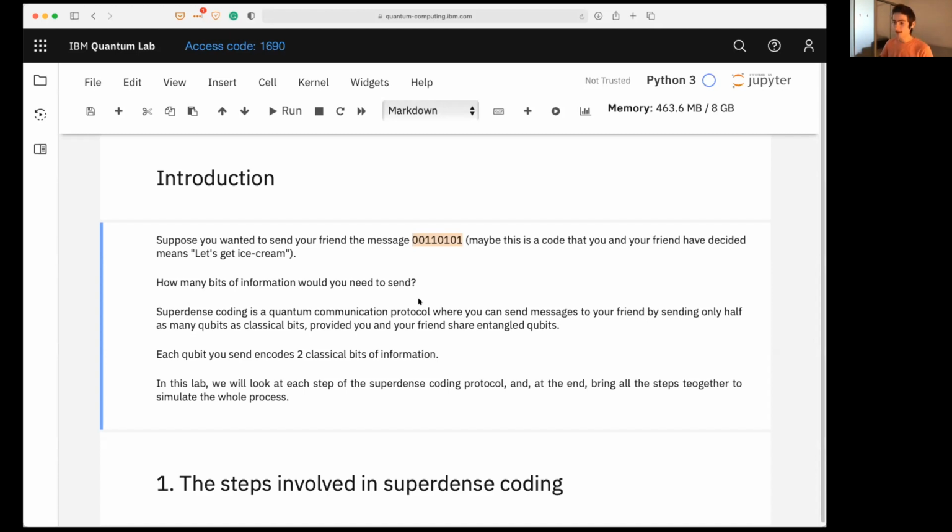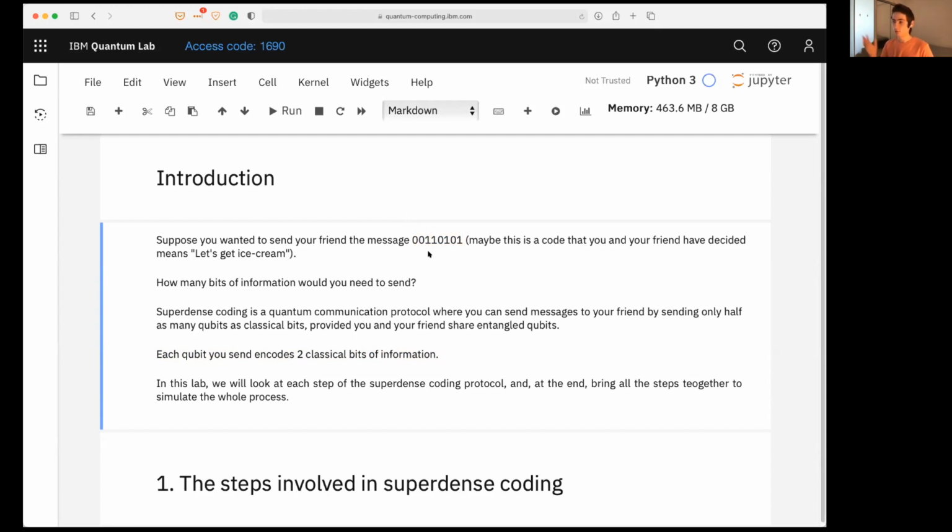Why would we do this? Well, because in superdense coding, you only need 1 qubit for every 2 classical bits of information. Whereas we would need 8 classical bits to send this message, superdense coding lets us send it with only 4 qubits. Now, transmitting qubits is currently quite difficult, and so it doesn't really make sense to use this algorithm in real life yet. But at least in theory, this would be a significant savings, right?